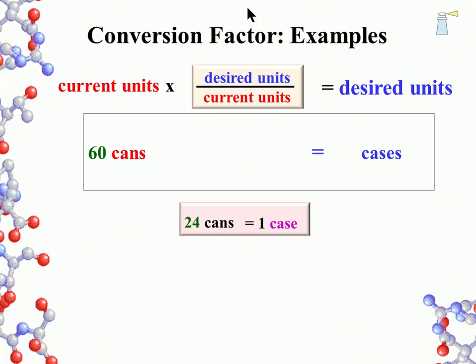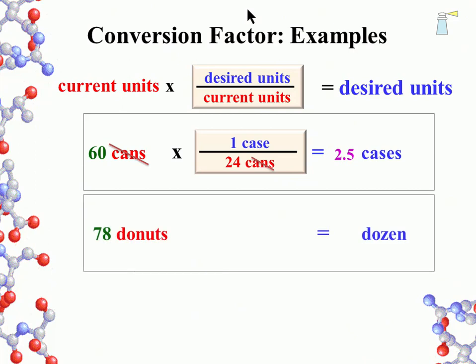Since 60 cans is essentially in the numerator, the unit factor will need to have cans in the denominator. Inserting this unit factor and verifying that the units of cans cancel out gives us a correct mathematical equation for the conversion. Taking these values to the calculator and dividing 60 by 24 will give a value of 2.5 cases. 60 cans equals 2.5 cases.